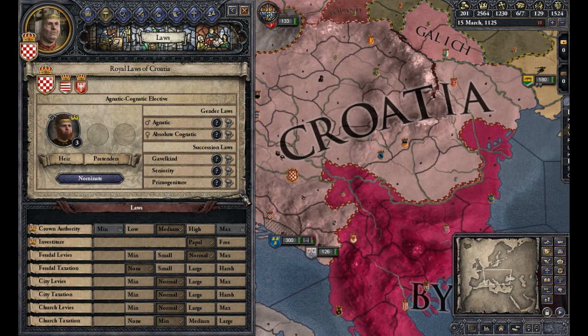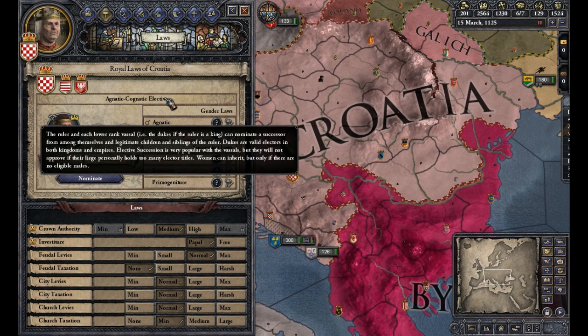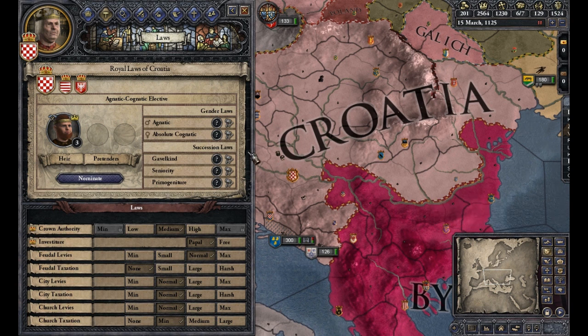Okay, so let's move on to succession laws. On succession laws, you have 4 different succession laws. You have elective, gavelkind, seniority, and primogeniture, because I can't pronounce the full word. Now, you'll notice here, elective is what I have for Croatia, and I've pretty much had that from the beginning.